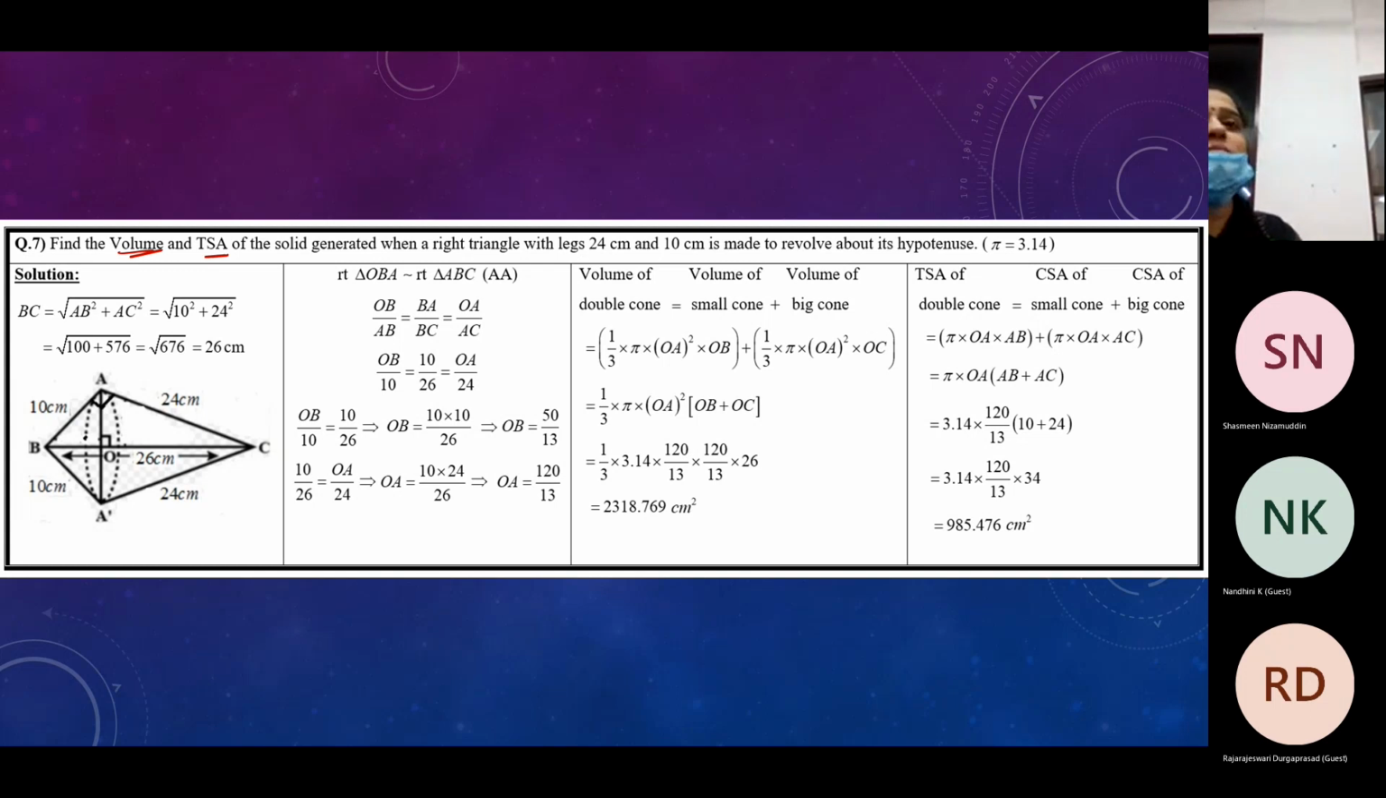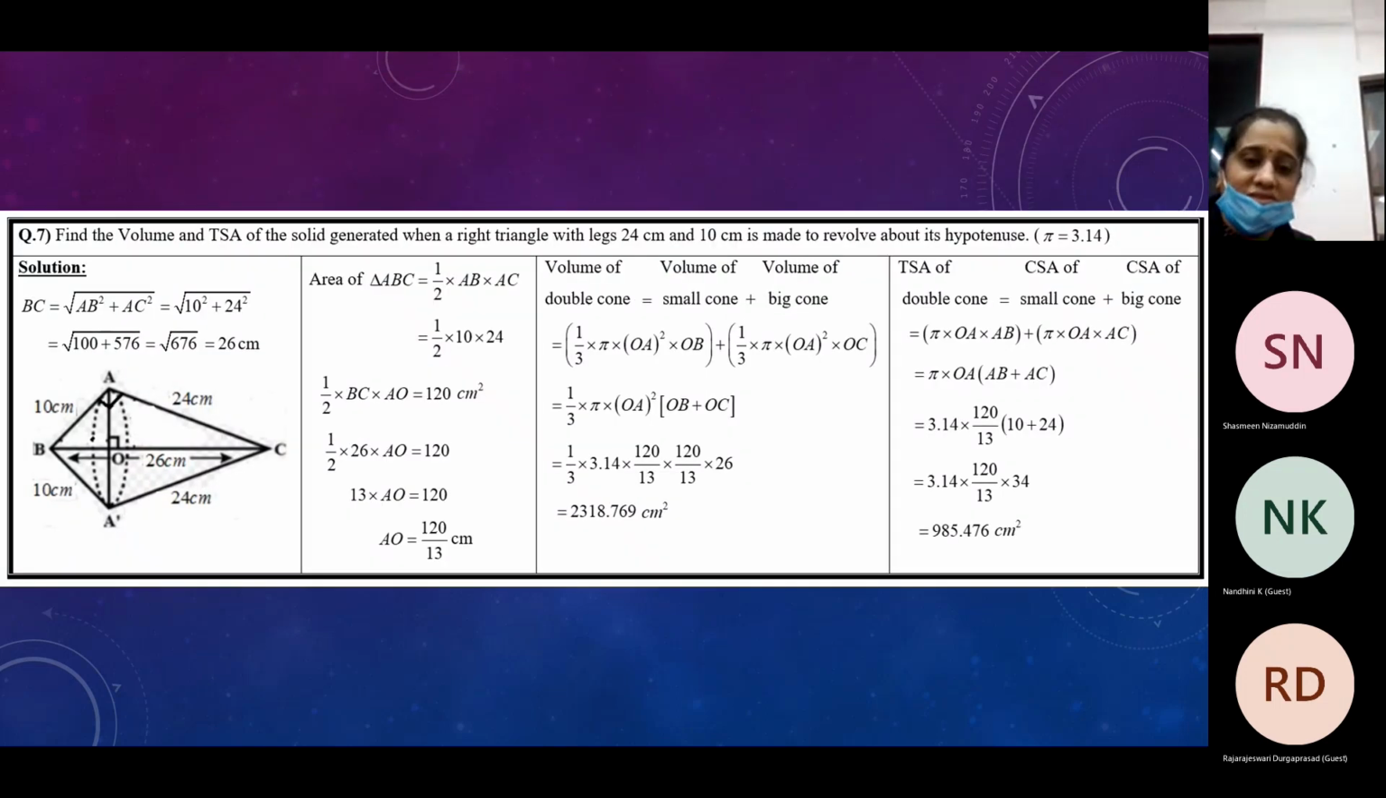You can find the radius using the concept of similar triangles, or suppose this question was in 9th standard. You don't know similar triangles. Then how will you do it? So we'll do the 9th standard version first and then the 10th standard version. So this is the 9th standard version.